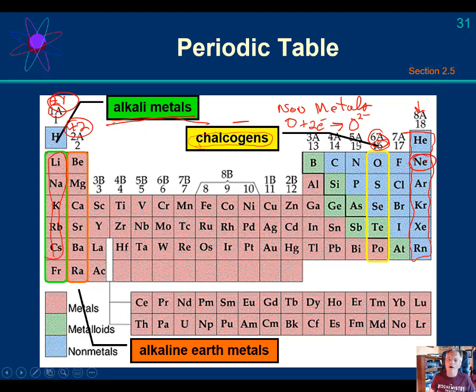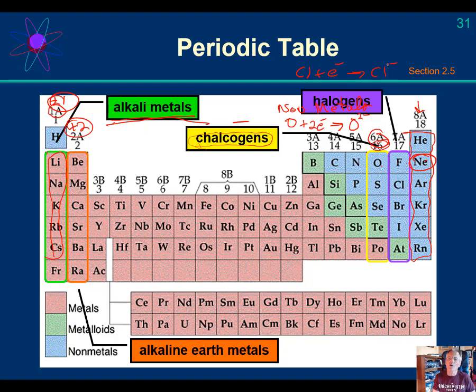And let's go one more over. These are called the halogens. Fluorine, chlorine, bromine, iodine, and they would like to gain 1 electron to be just like their nearest noble gas neighbor. And so, for instance, if I've got the halogen chlorine, it would like to gain 1 electron to become a -1 chloride anion. Okay, if you remember that from an earlier lecture.